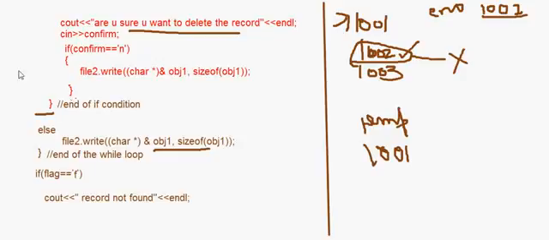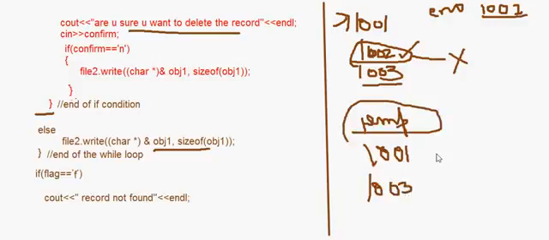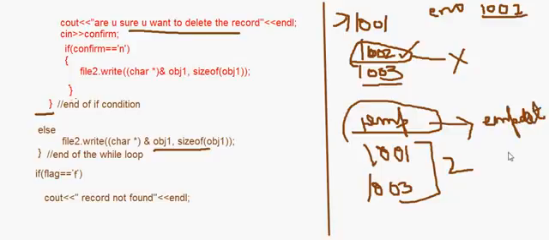Then again we go to the third one, 1003, it is not equal to this, so it is again written to the temp file. So at the end of the while loop, your temp file contains only 2 records like this. Now I am renaming this temp file as emp.dat. After that, when I display these records from emp.dat, it will be only 2 records, 1001 and 1003. That 1002 is now deleted. Understood? So with that I come to the end of this session on how to delete a record from a file.